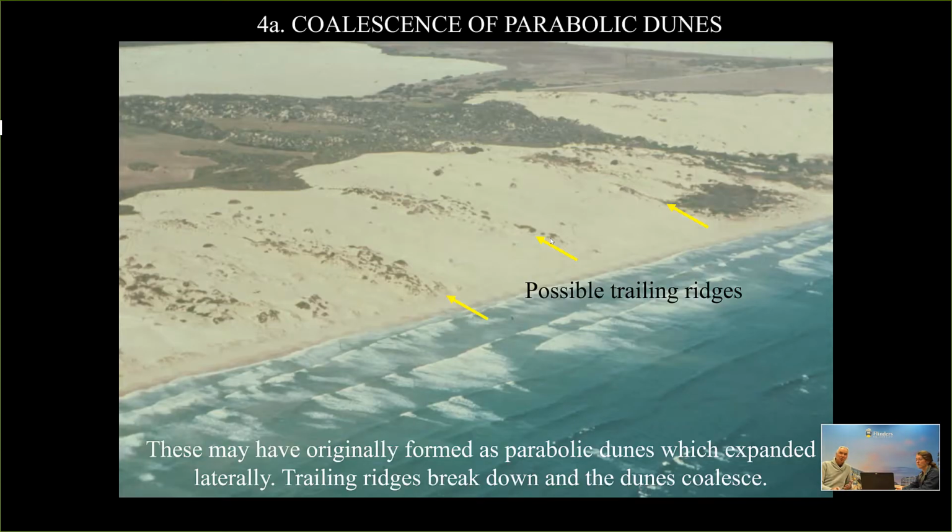And it's possible in some cases that parabolic dunes, that is these roughly U-shaped or parabola-shaped dunes, would expand laterally, and the trailing ridges between them, here and here and here, as shown by the yellow arrows, would slowly deteriorate, destabilise, and these perhaps individual parabolic dunes would then join up to form a transgressive dunefield.